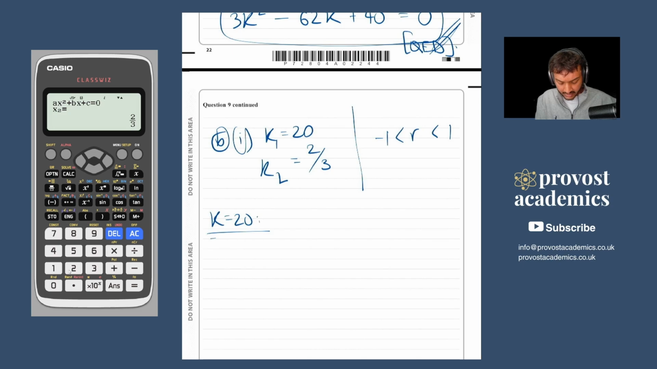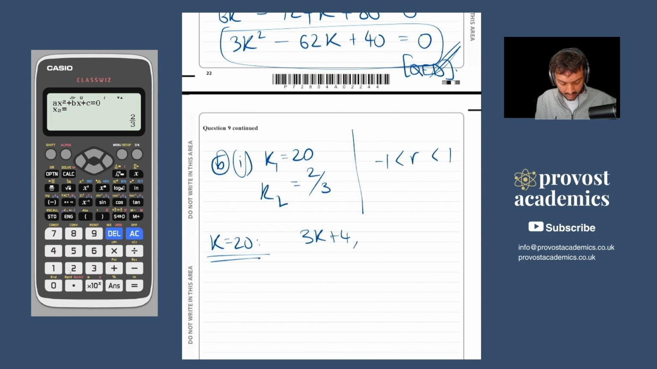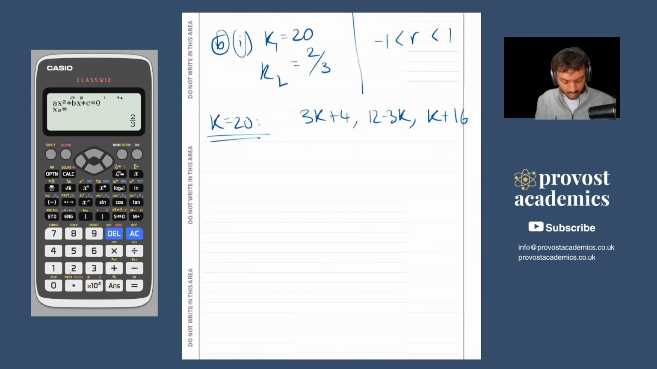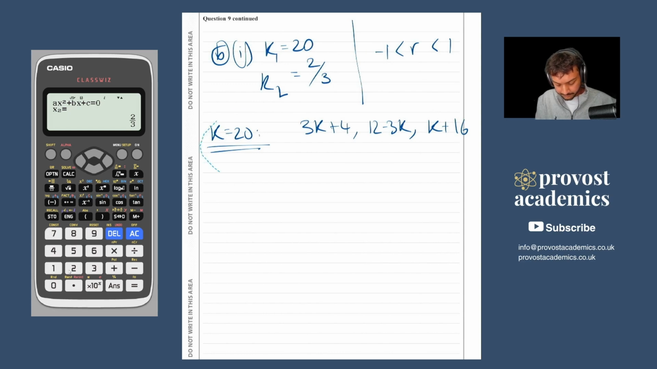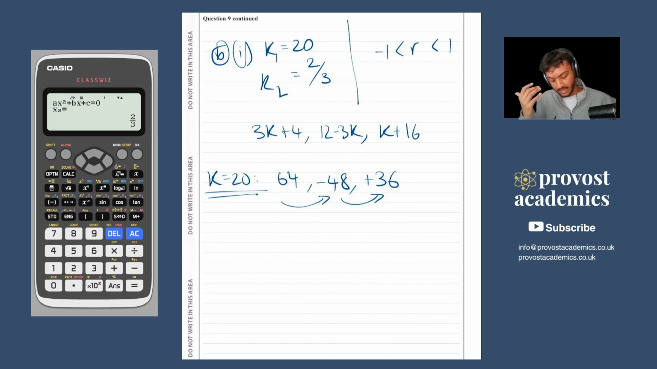So when k equals 20, what are my three terms? I have 3k plus 4, 12 minus 3k, and k plus 16. If k is equal to 20, my first term would be 64. Then 12 minus 3k is minus 48, and then plus 36. It looks like it's decreasing, which is a good sign. We can just divide minus 48 by 64. I think that's 0.75 if I'm not wrong.